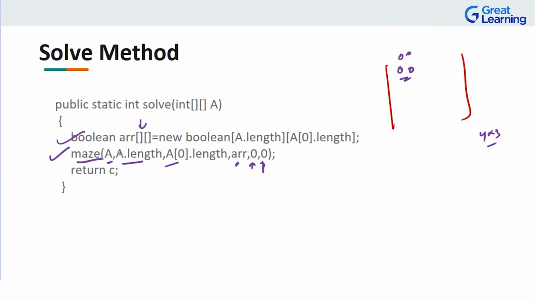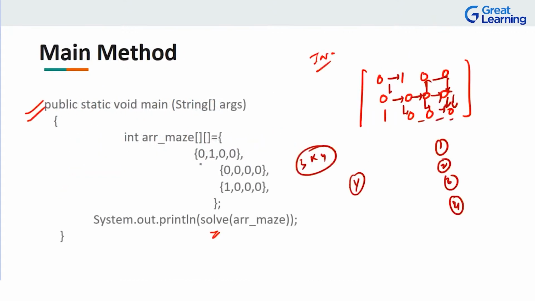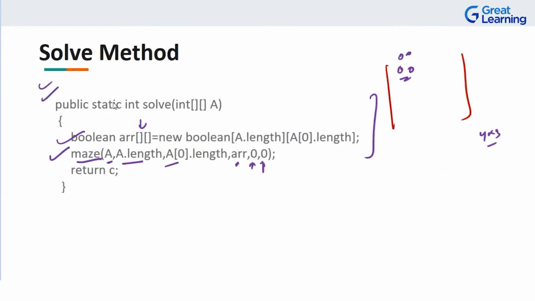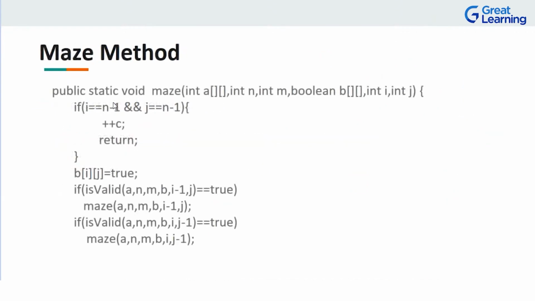Okay, so these are the elements. This is our solve method. Now this was our main method, that is our driver function. This is our maze method, and now we are finally at the last method. Now what are the things that you should be able to traverse? What are the things that you should know, you should need? Now what we have in this maze method, we are checking for the isValid function.